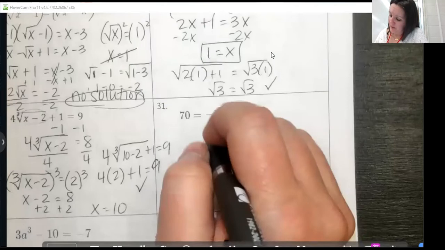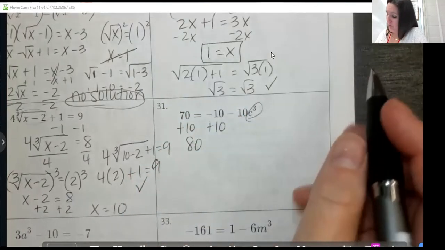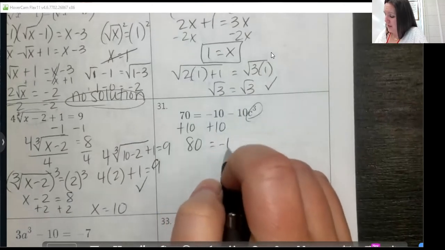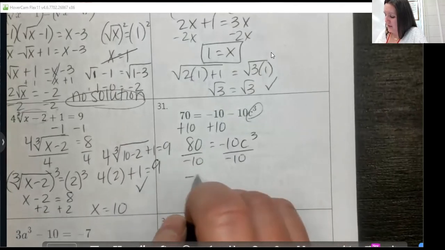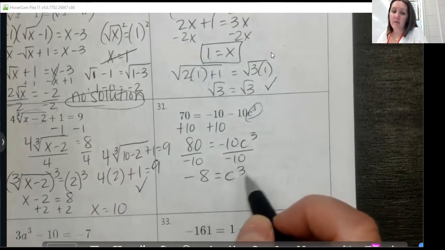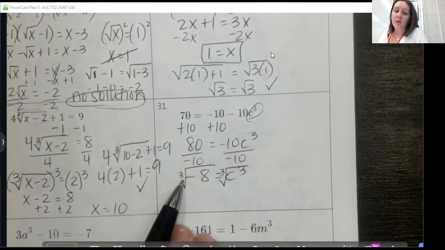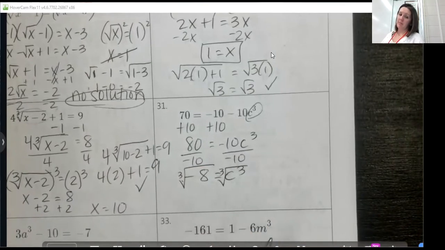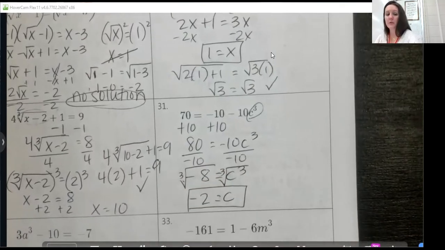All right, next one, number 31. We're still isolating, so all of this we have to get our variable, right? So 80 equals negative 10c cubed. Divide by negative 10. That's negative 8 equals c cubed. And the opposite of cubing is taking the cubed root. So we're going to take the cubed root of negative 8. Remember, you can multiply a negative 3 times and still get a negative. So there is a negative cubed root to negative 8, and that is negative 2. So negative 2 equals c.